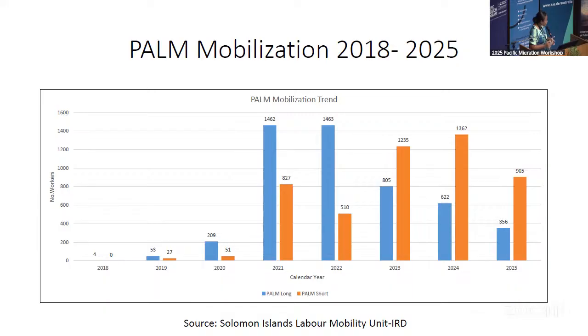During COVID, as I mentioned earlier, we had an advantage over other Pacific sending countries because we were the only country able to send workers into Australia on chartered flights. Even though the borders were closed, we were able to mobilize our workers, complete their quarantine period, and then they went on the job. Our PALM short stream is mainly for agriculture and horticulture. Our numbers dropped during the COVID period, and then picked up again in 2023, 2024, and this year.